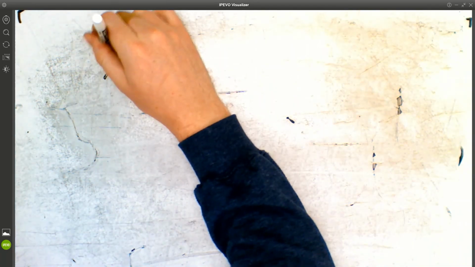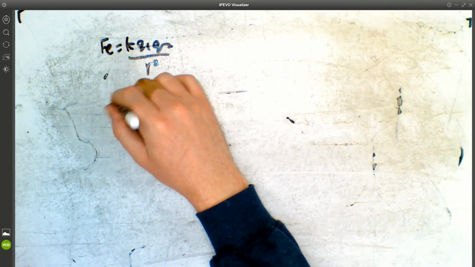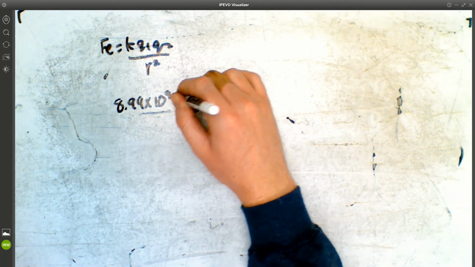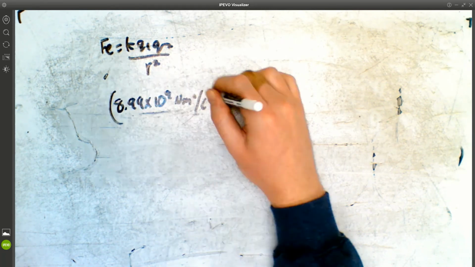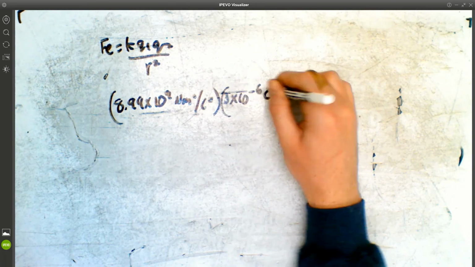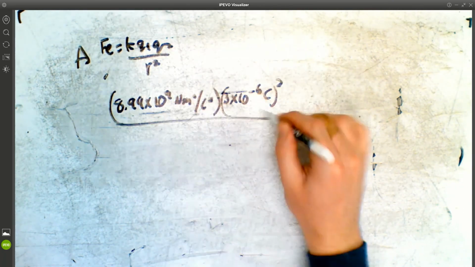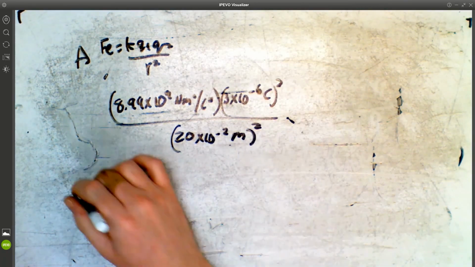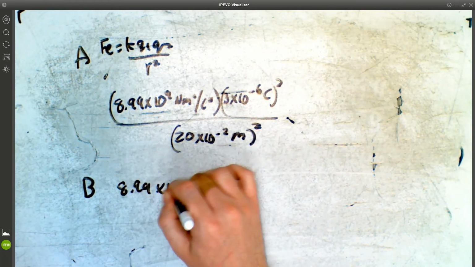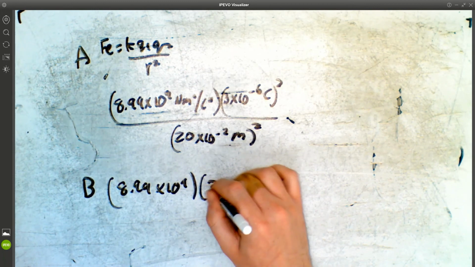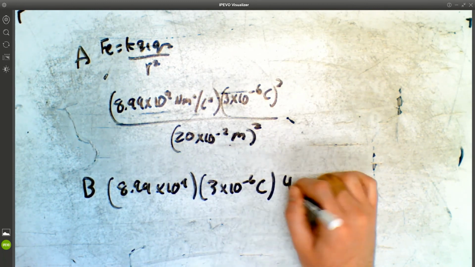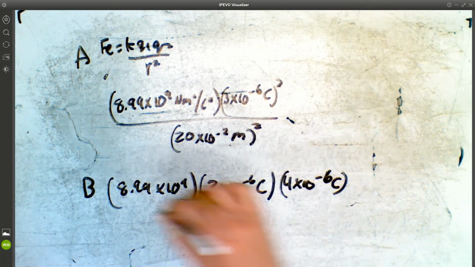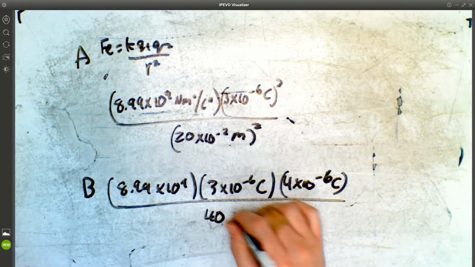We can use our Fe equals K, Q1, Q2, all over R squared. The first two have the same charge. So 3 times 10 to the negative 6 coulombs. So this is for A. They have the same charge, and they are 20 times 10 to the negative 2 meters apart. For B, one of them is 3, and one of them is 4, and they are much further apart at 40 centimeters.